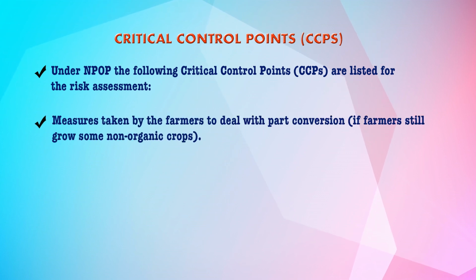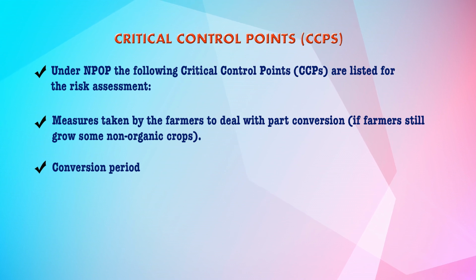The measures should be taken by the farmers to deal with part conversion, because sometimes farmers will still grow one part of their land as a non-organic crop and one part as an organic crop. So there should not be co-mingling, and from the non-organic part, chemicals or any residue should not enter the organic field.